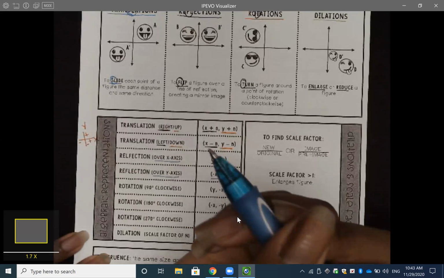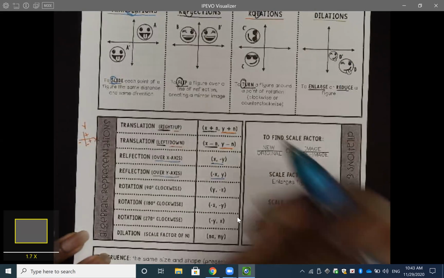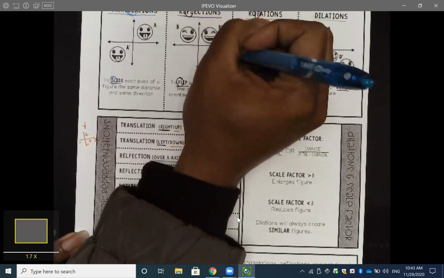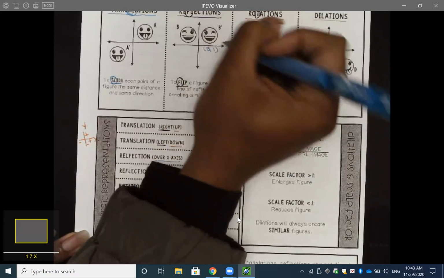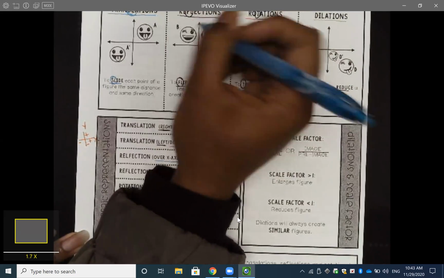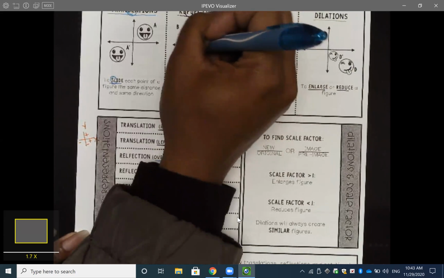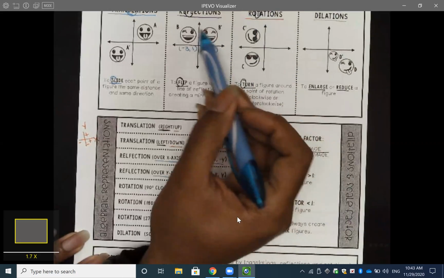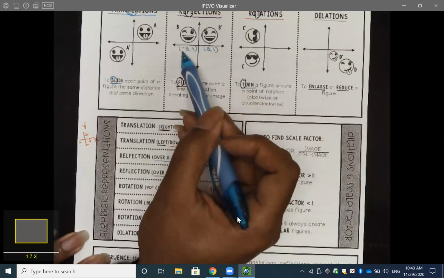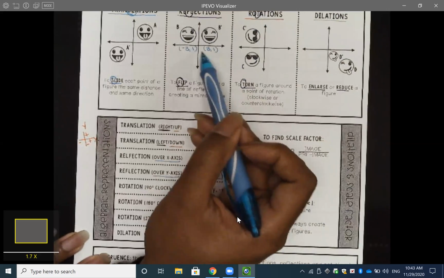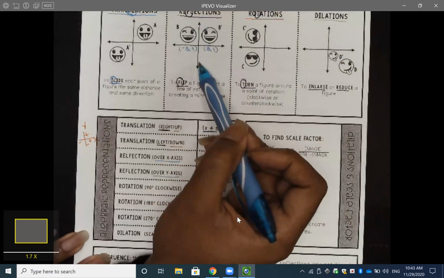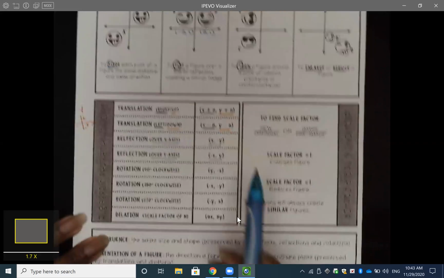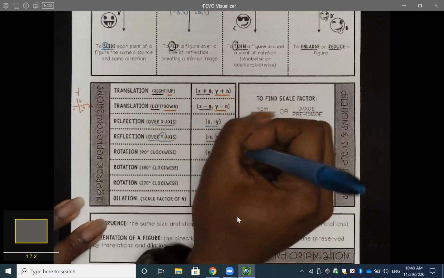So what does that mean? Let's just say this point right here is over 3, up 1. And then we're going to reflect over here. So now we're over at -3, but we still go up to 1. So as you can see, when you reflect over your y-axis, your x becomes the opposite, but your y remains the same. Basically, whatever you reflect over, that's what stays the same.